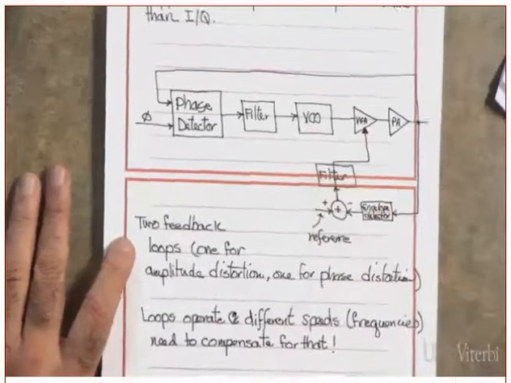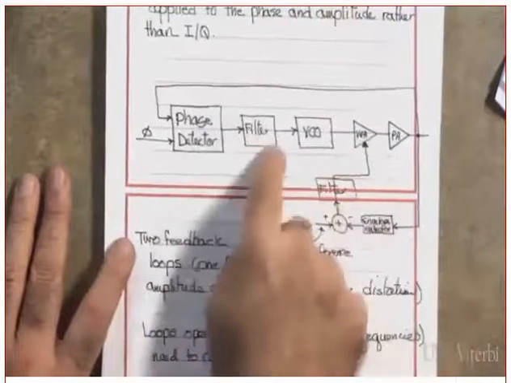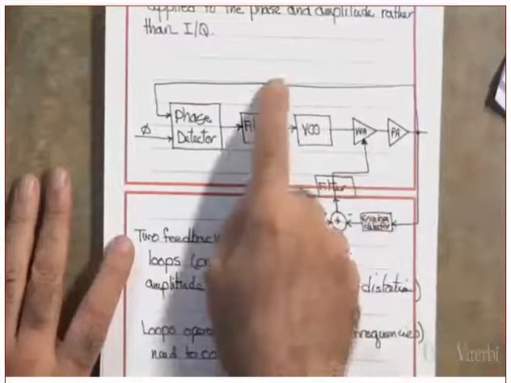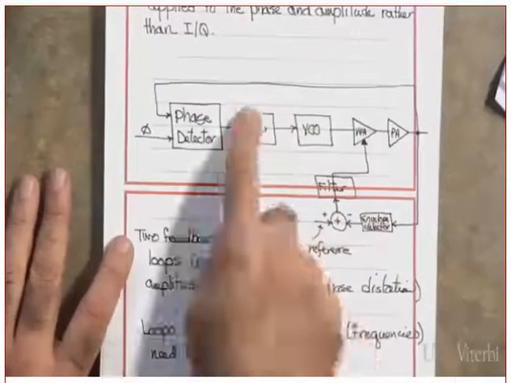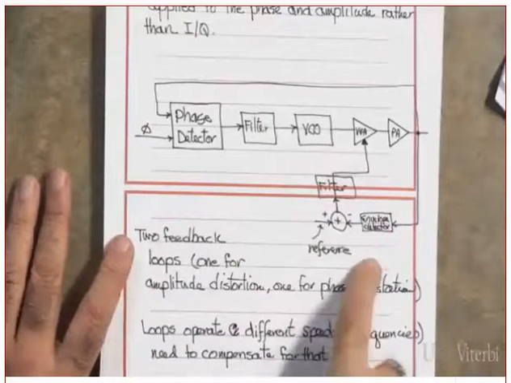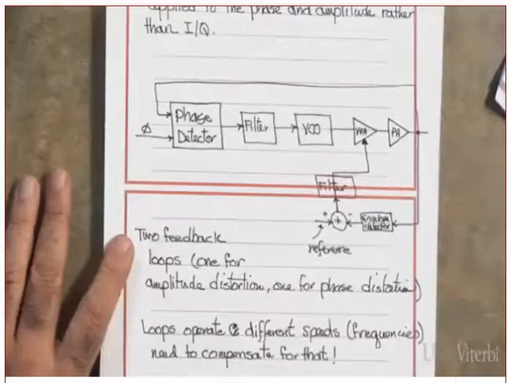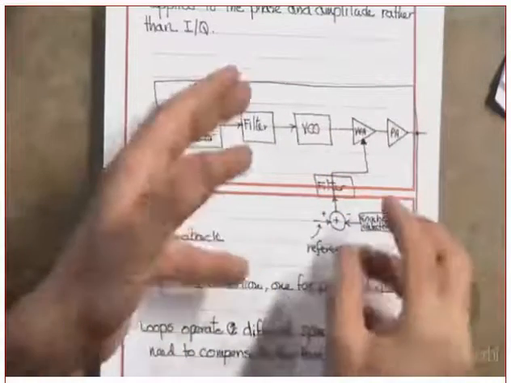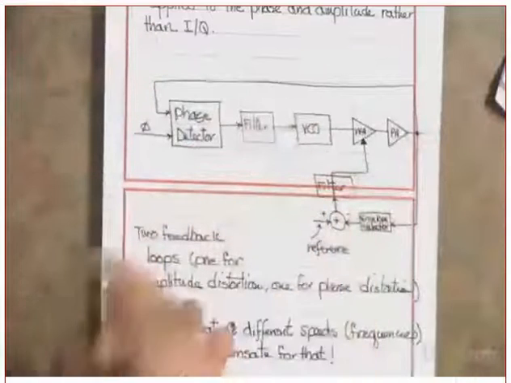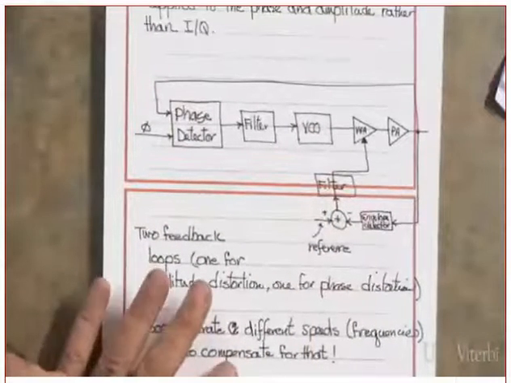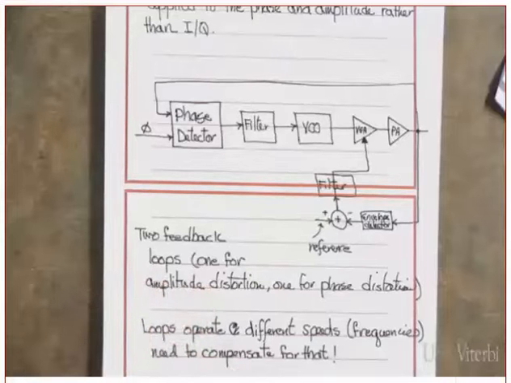Clear? This is referred to, by the way, which loop is faster? This one or this one? This one is faster. Why? Because the modulation on this one is an envelope. The envelope is slowly changing, whereas this one is faster. So you need to compensate for those speeds. Otherwise, you are not going to put back the envelope, I mean, you adjust the envelope properly on the phase modulated carrier. Clear? Okay, good.